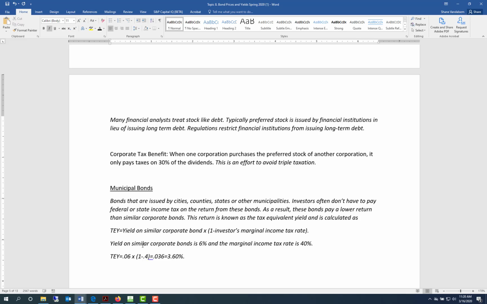Like I said, hospitals often do this. They will often have municipalities issue bonds on their behalf, so they get to take advantage of the special tax status of those bonds.